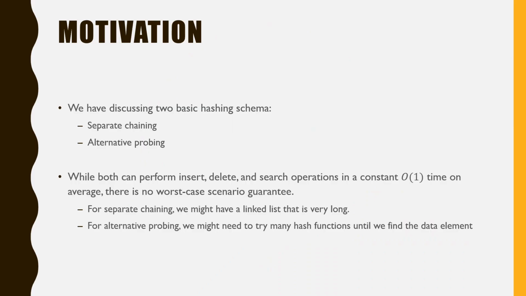Recall that we have discussed two major hashing schemes, namely separate chaining and alternative probing. In the worst-case scenario, none of these schemes can guarantee constant access time. To be precise, by hash table access, we mean search, but it does not include insertion or deletion that might trigger rehashing. For separate chaining, we might have some buckets that contain many data elements, and we must go through the corresponding linked list to find the data element. For alternative probing, we might have to try many hash functions until we find the data element.